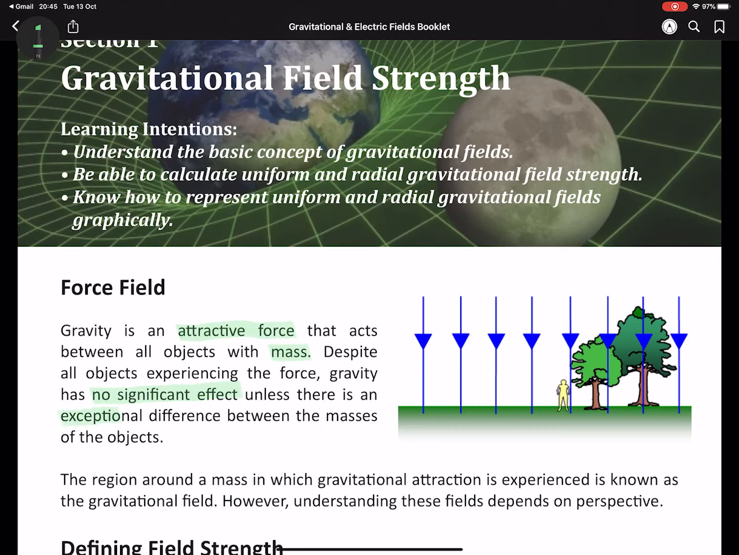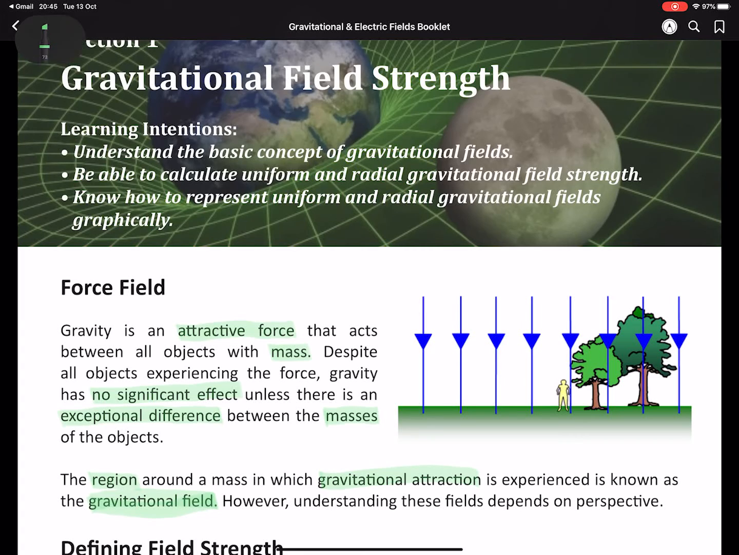Now, we know that there is no significant effect of gravity on objects unless there is an exceptional difference between the masses of those two objects. So two people will not have a massive effect gravitationally on each other because they are of similar mass. But the Earth is significantly greater mass than a person. So we feel that effect due to the massive difference. So the region around the mass is where the field is known to be.